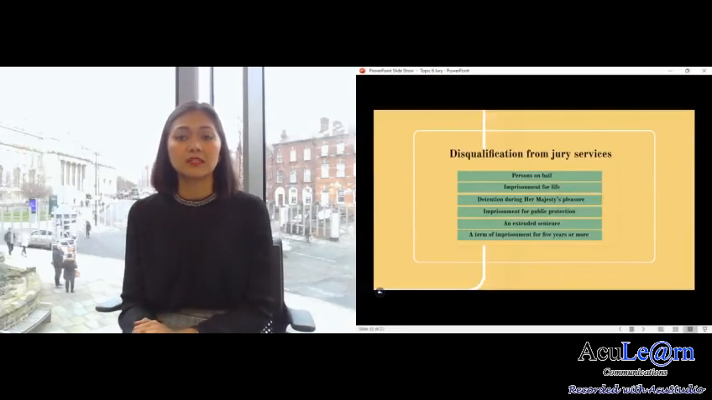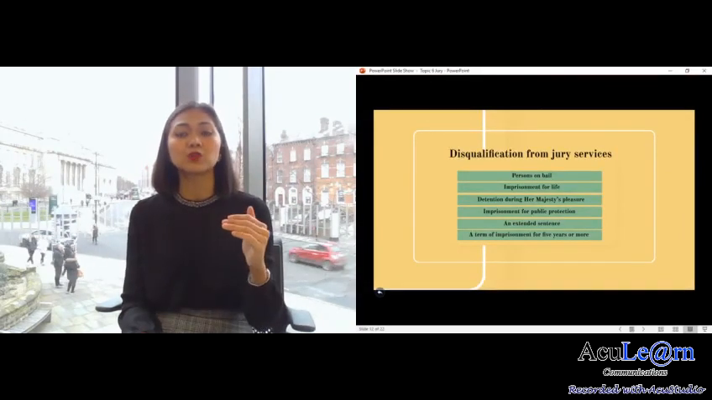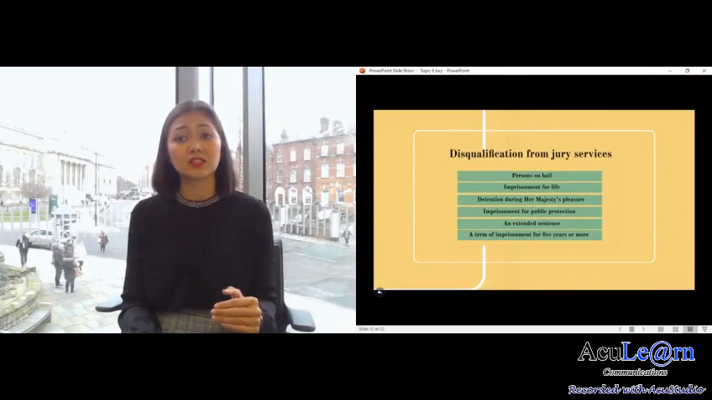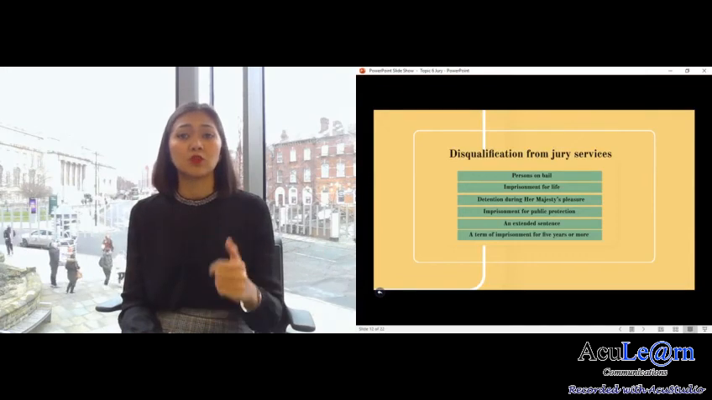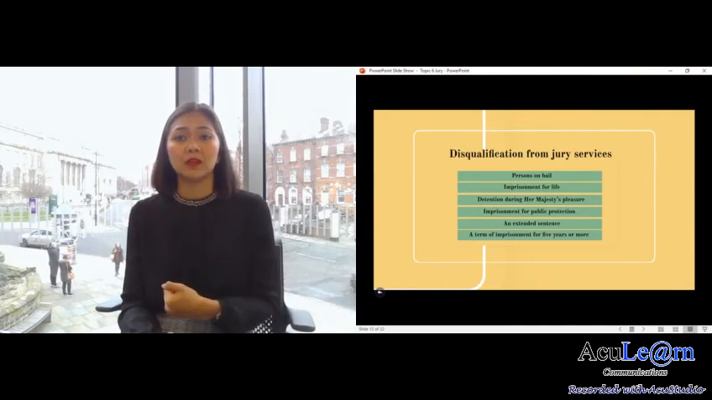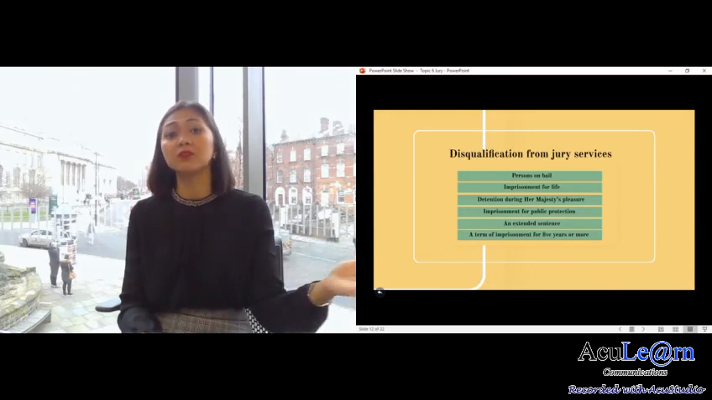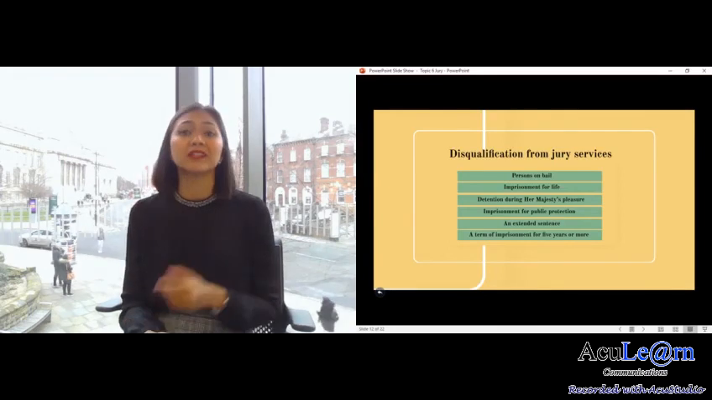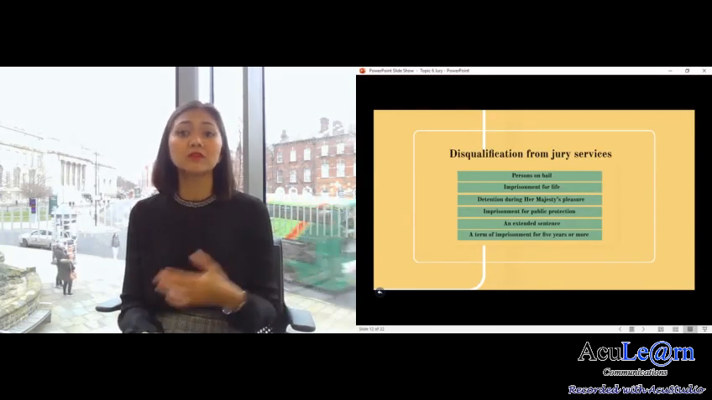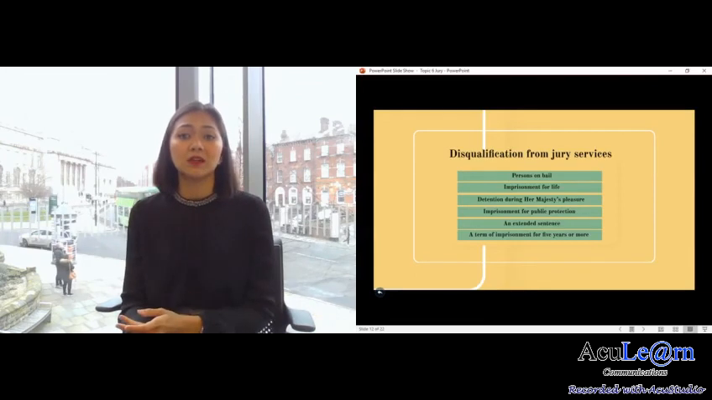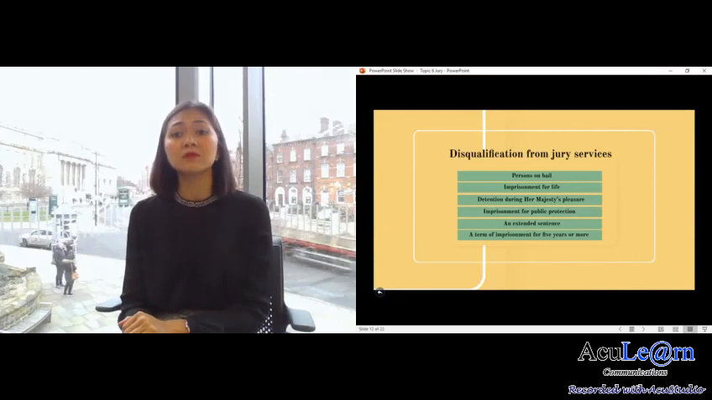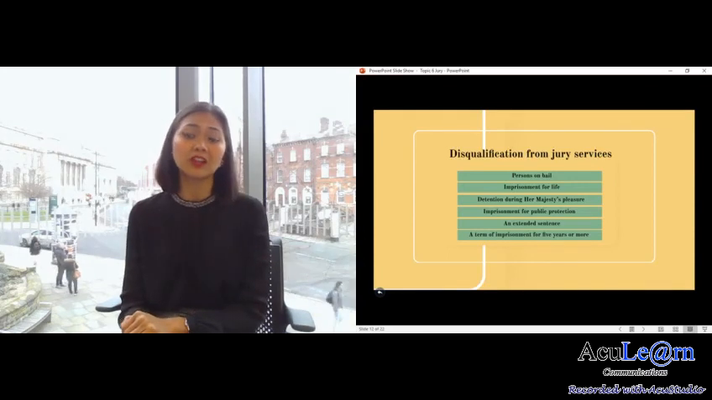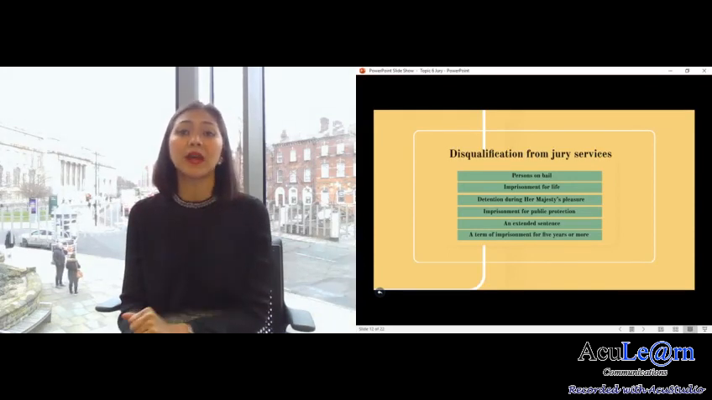So this is the list of those who have been disqualified from jury service, which means if you're a person on bail, if you receive a sentence of imprisonment for life, if you've been detained or imprisoned for public protection, if you receive an extended sentence, or imprisonment for 5 years. So these are the categories where a person cannot become a jury.